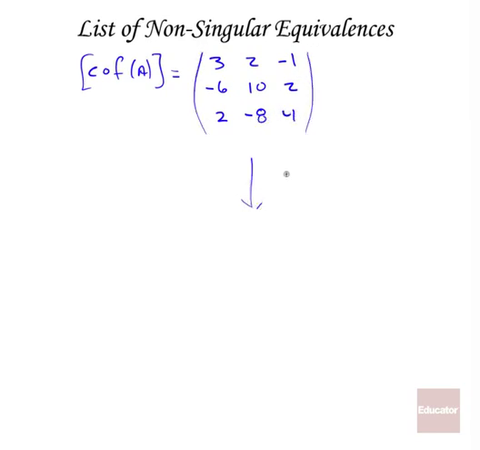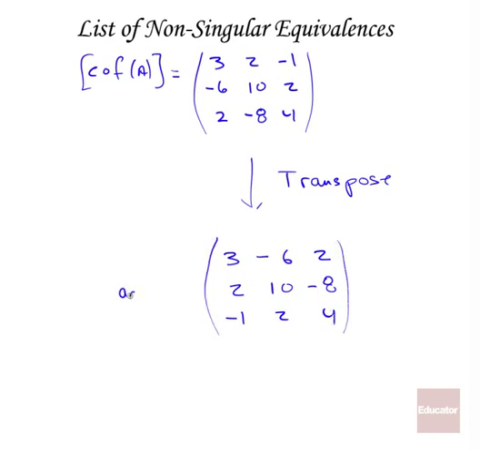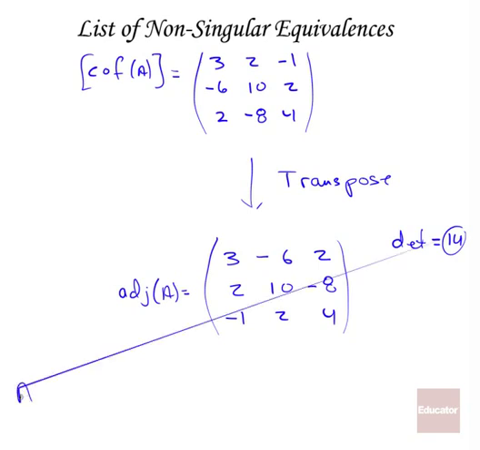Now we want to subject that to transposition. And what we end up with is, just flip the rows and the columns, 3, negative 6, 2, 2, 10, negative 8, negative 1, 2, and 4. This is our adjoint. Okay, and now we said that the determinant of the original matrix was equal to 14. We know that the A inverse, oops, wow, that was interesting.